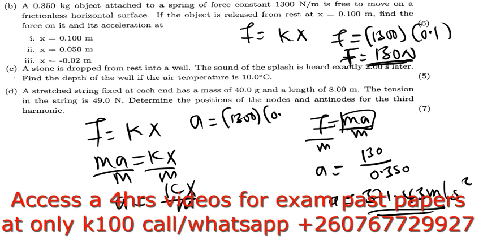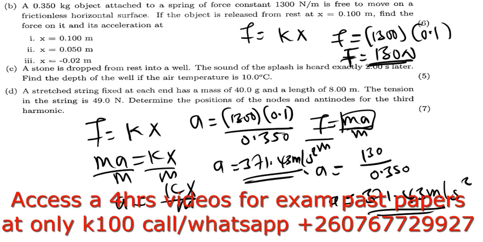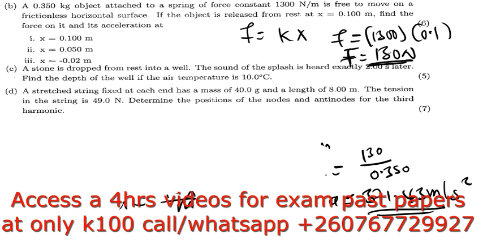If I plug in the values here, the x is 0.1 and the m is 0.350. So the acceleration here will be 371.43 meters per second squared. We end up having the same answer, so even if I use this formula or the other one, force equals mass times acceleration, I get the same answer. That is it for the first part.